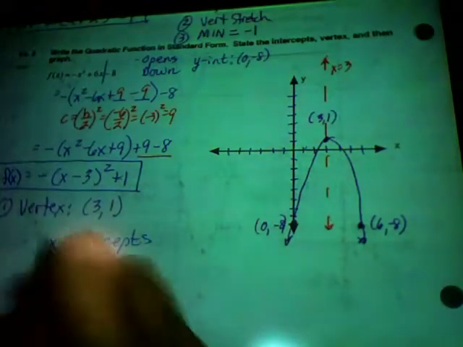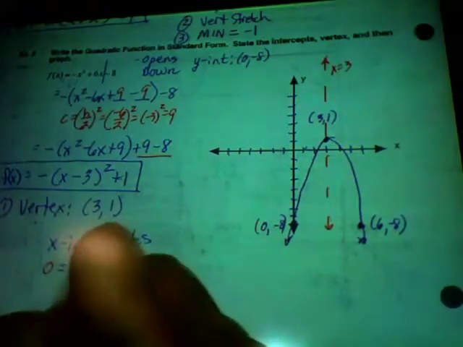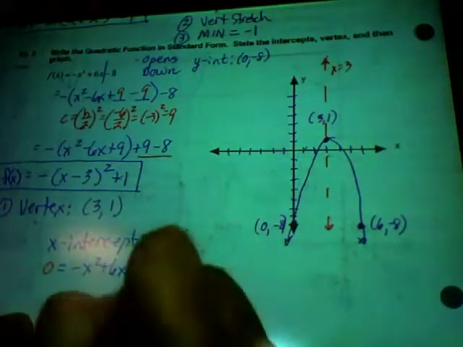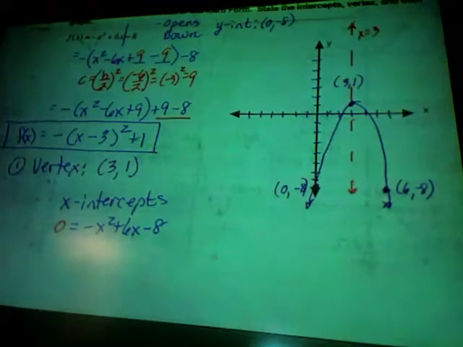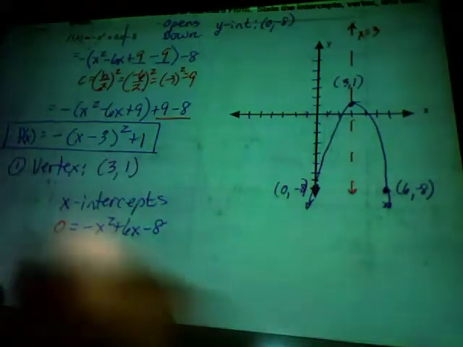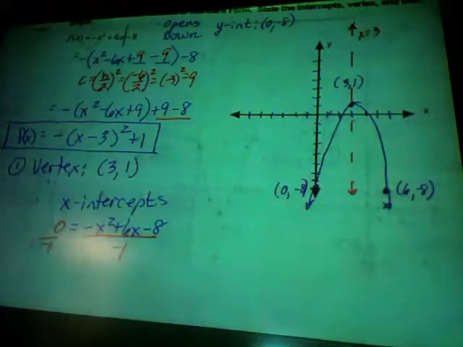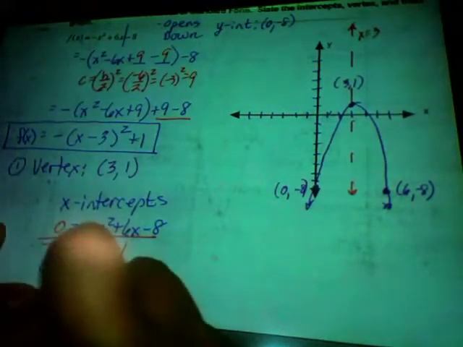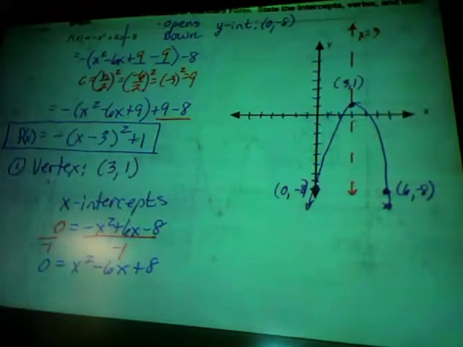going to let y, the f of x, be 0, and then we have negative x squared plus 6x minus 8. How do you normally solve that? Factor. Do we like to factor when x squared is negative? No. So if I were you, I would divide this by -1 and this whole side by -1, which means every single term on the right side changes signs. So I end up with 0 equals x squared minus 6x plus 8.